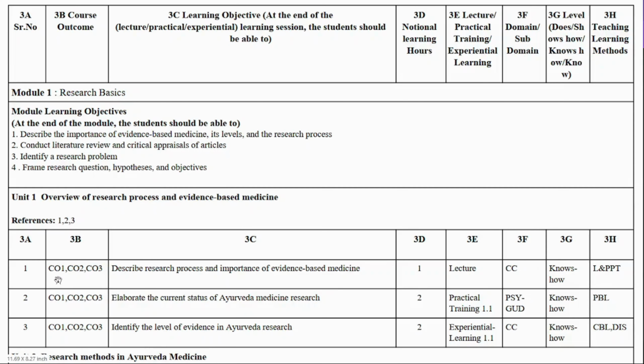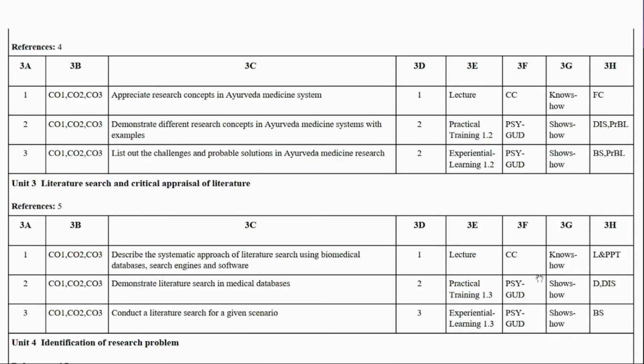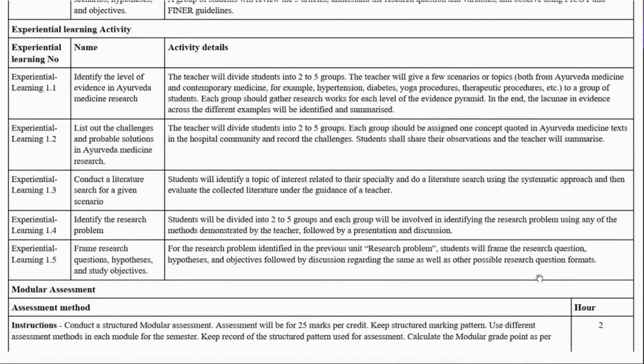CO means course learning outcome. So it is: describe research process, importance of evidence-based medicine. How it should be taught by the teachers is also mentioned. It is not much of our use, but it is for the faculties. But we are also going to be faculty in future, so we should be able to read this syllabus. For that sake, we are explaining these things to you. So that is how it is given for every topic.